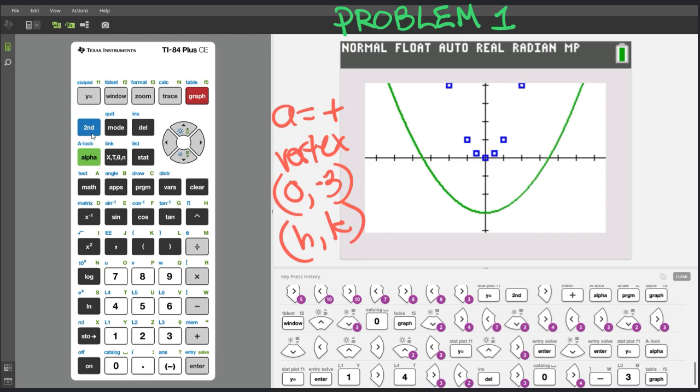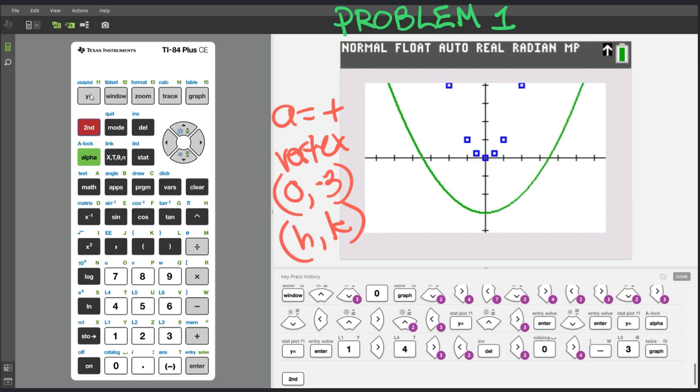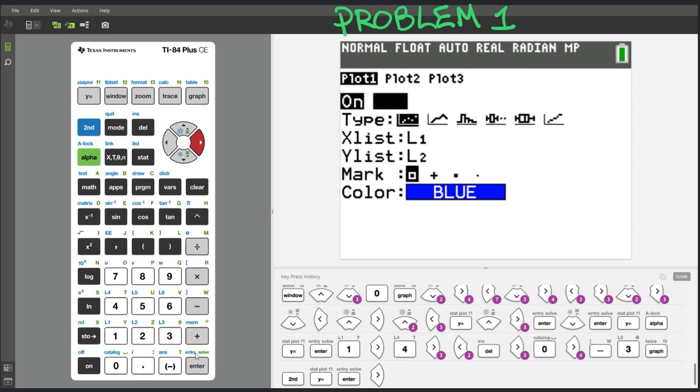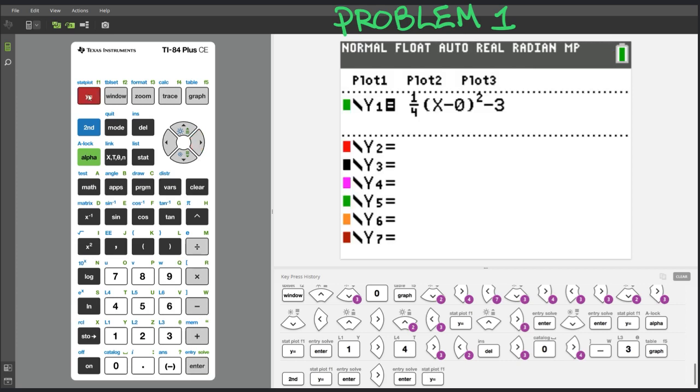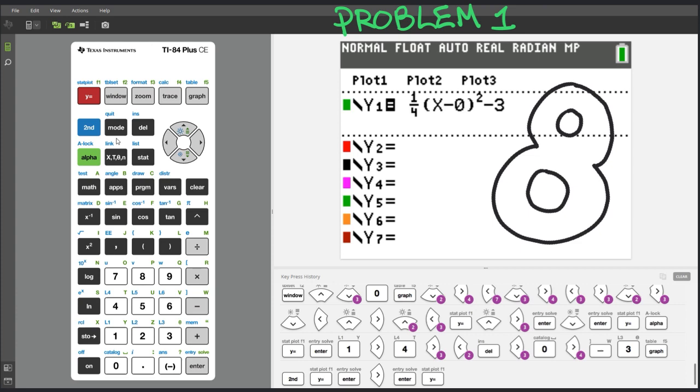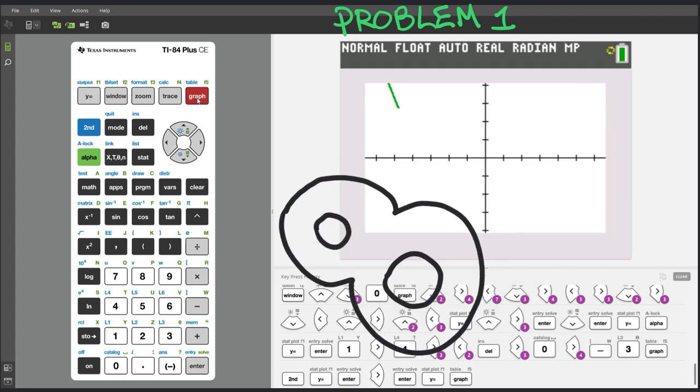Fantastic. So the last thing, I'll just start with you, and then that will be it for this part, for this problem 1. So let's turn the stat plot off. Enter. And then it says, draw a line parallel to the x-axis that intersects the parabola in question 7 twice.